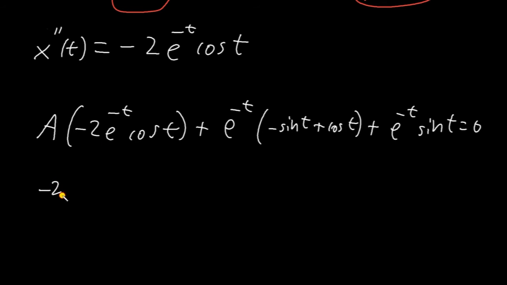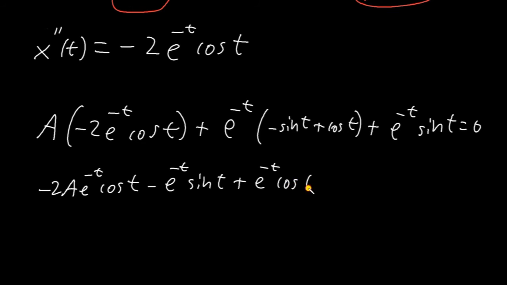We'll get negative 2a e to the negative t cosine of t minus e to the negative t sine of t plus e to the negative t cosine of t. Right here I just distributed the e to the negative t into both of those, and then plus e to the negative t sine of t equals 0. Cool, now what can we do?